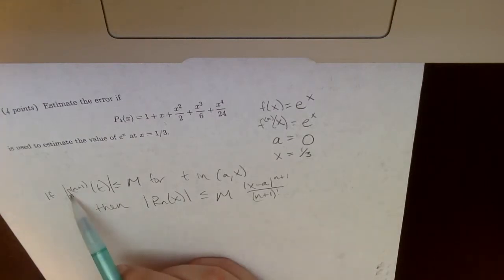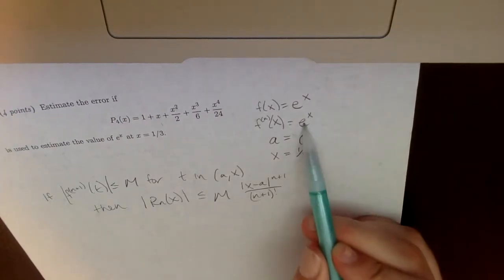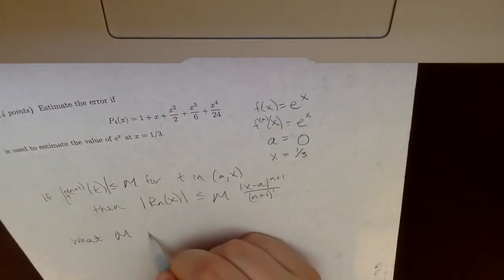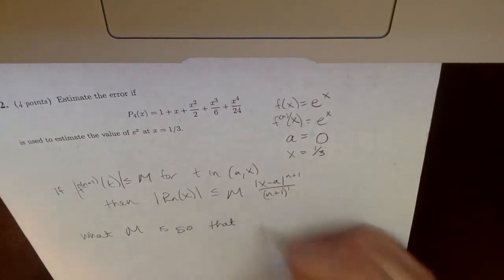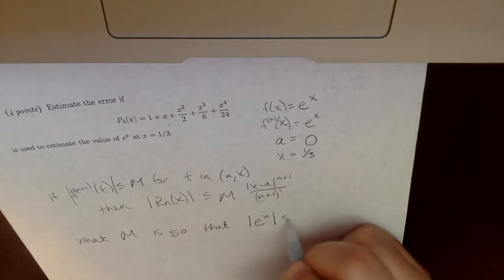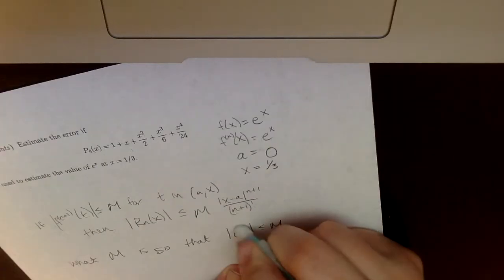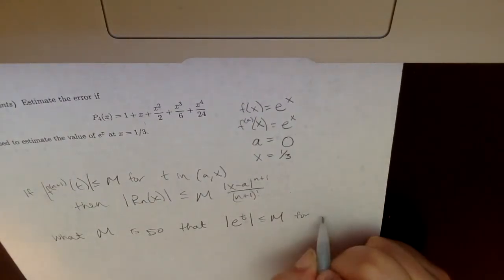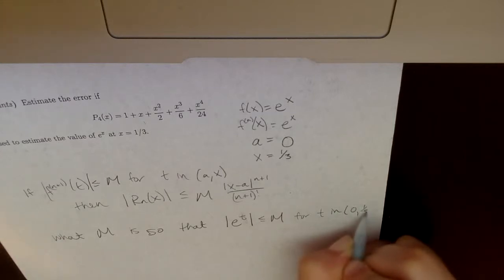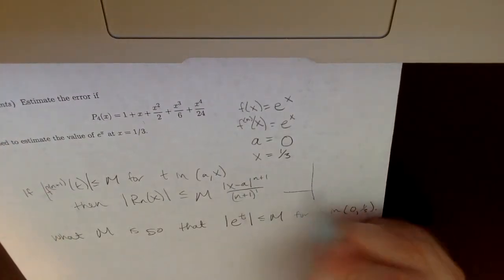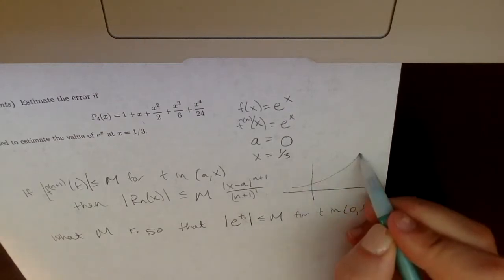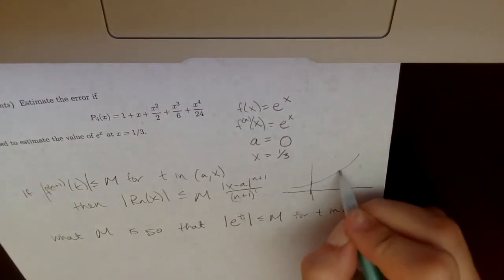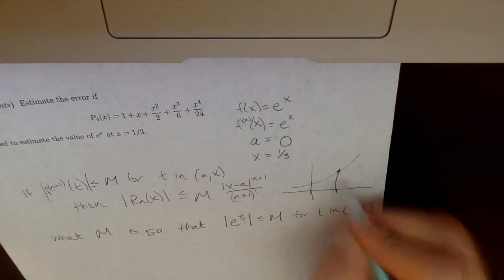So our goal here should be to find m. Notice the n plus 1th derivative of f is just going to be e to the x. So we want to know what m is so that e to the x is less than or equal to m. Let's actually change that to a t, so I'm just changing the variable here. So e to the t is less than or equal to m for t in 0 to 1/3. Now if we draw a little sketch of e to the x, it grows exponentially like this. It's always increasing in this quadrant. So from 0 to 1/3, we know the biggest it can be is e to the 1/3.